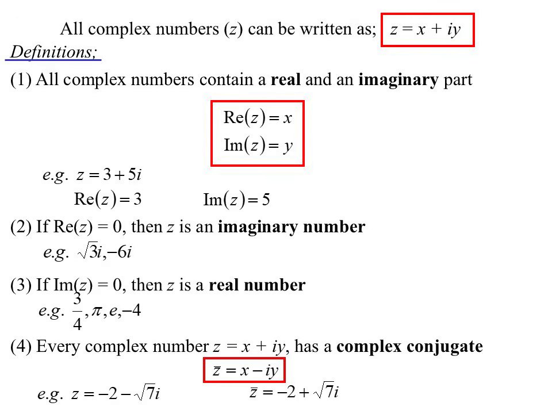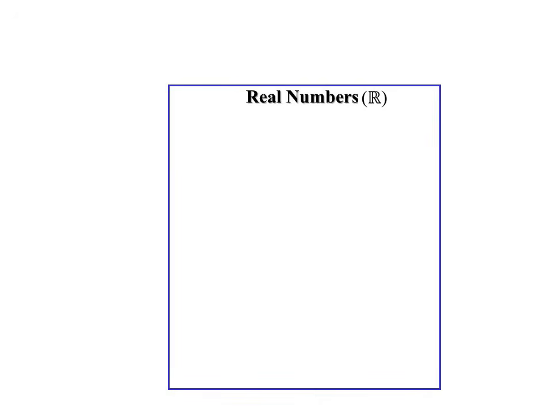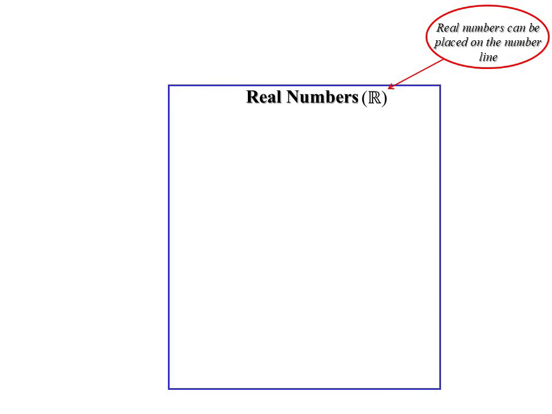So how does it all fit together? So real numbers is what we've been dealing with. And just a reminder of our set of real numbers. Real numbers are simply numbers that can be placed on the number line, or to give it its more correct name, the real number line. If it can be placed on that, it's a real number. The symbol for the set of real numbers is the hollow R.